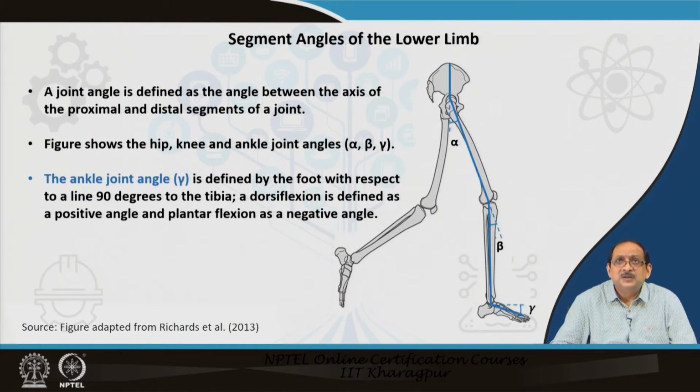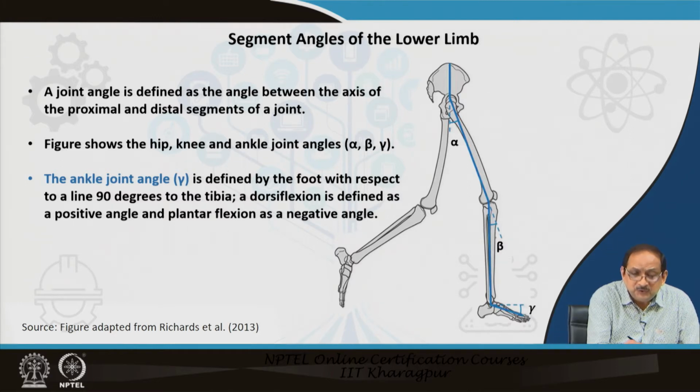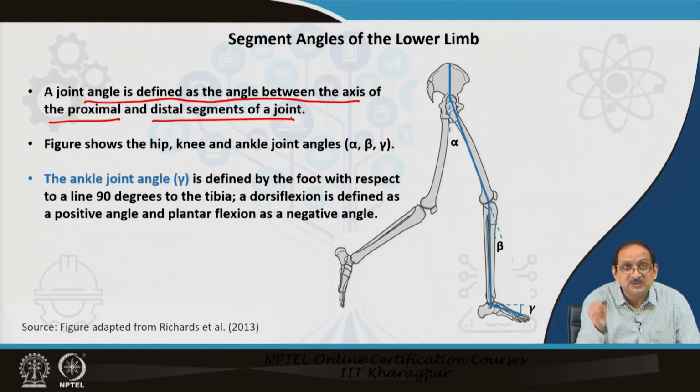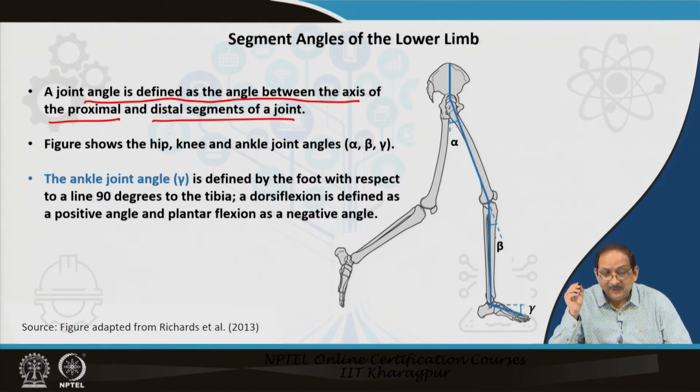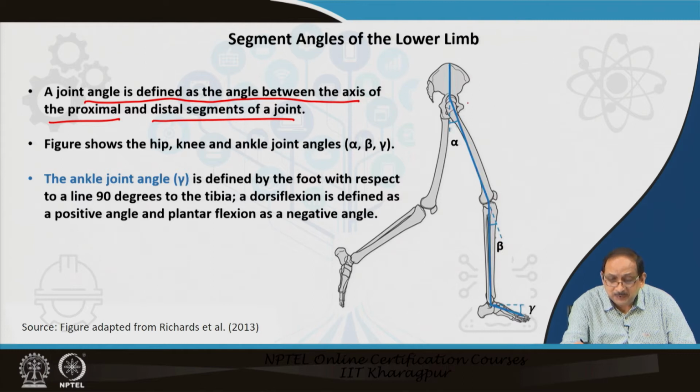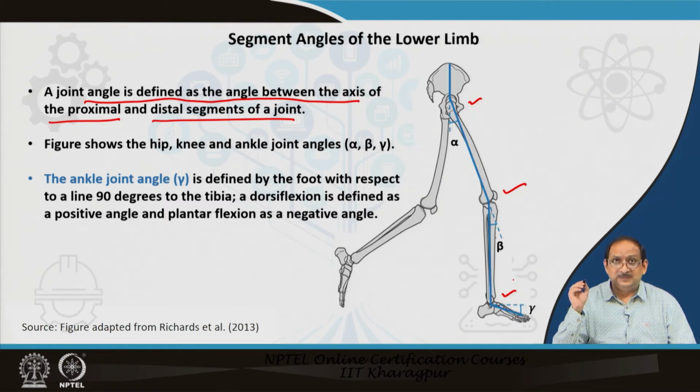Now, let us define what is joint angle. Joint angle is defined as the angle between the axis of the proximal and distal segments of a joint. So, the figure shows hip, knee and ankle joint angles. So, hip joint angle is alpha, the knee joint angle is beta and gamma is the ankle joint angle.